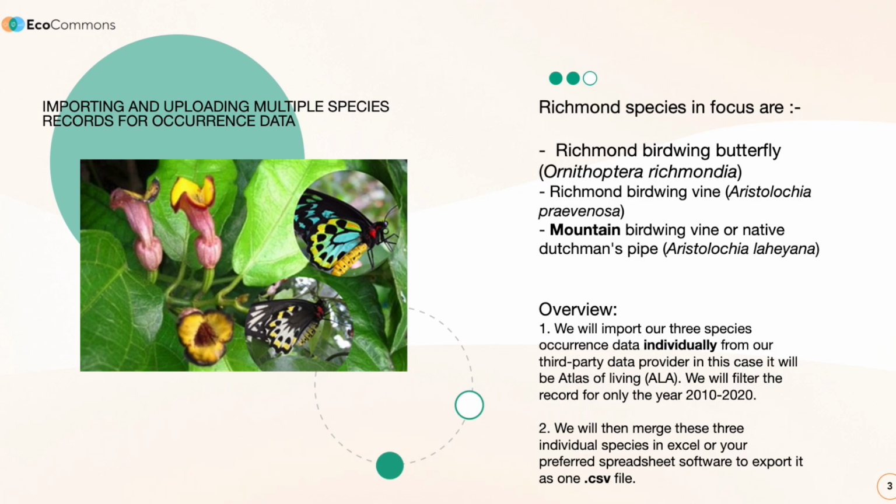So what will we cover in this video? We will import all three species individually from the Atlas of Living Australia, filtered for 10 years, and merge them into one CSV file in a local spreadsheet, in a format which is supported by EcoCommons.